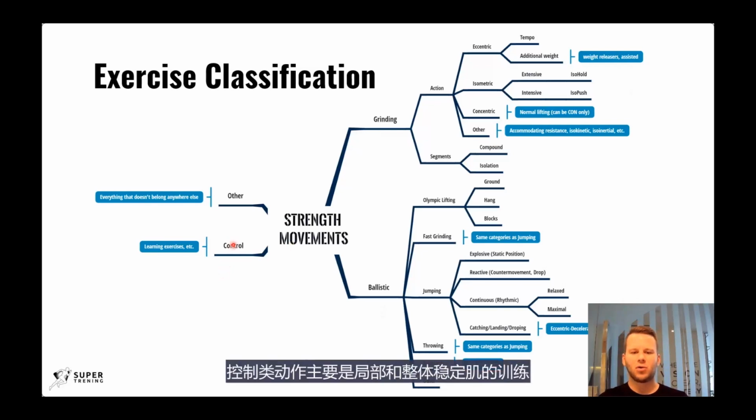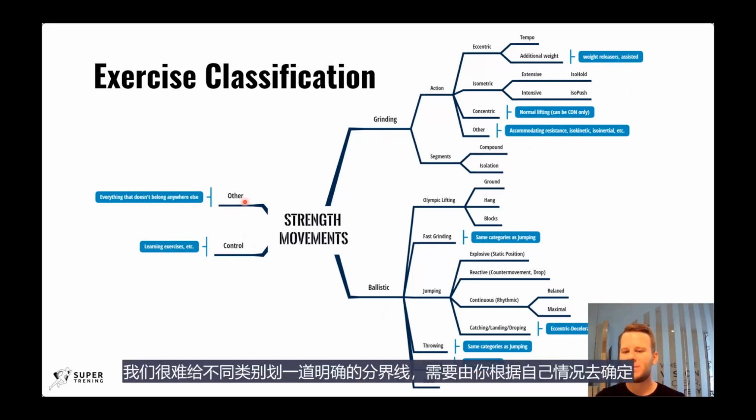Then we have our control movements. Basically, think of the movements that work with the local and global stabilizers. They have a lot of similarity to complex movements, but they demand some symmetry or stabilization, things like that. And then you have the other category, the category where the exercises that you don't know where they would fit in, you put them in this category. Again, this could be more detailed, with more categories, or even simpler than this. As with any kind of categorization, it is very hard to draw a line between categories because there are so many similarities between them. And again, it's up to your criteria to decide what the lines between them are.